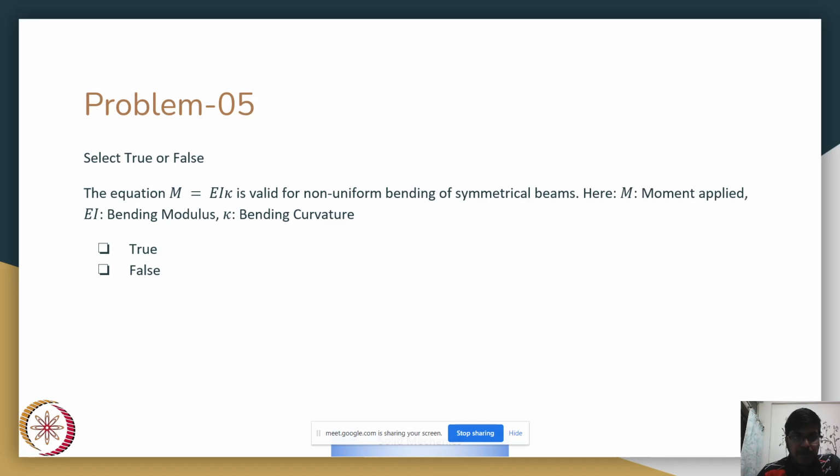Next up, we have problem number 5. Again, this is a true or false statement. The statement that is given is as follows. The equation M equals EI kappa is valid for non-uniform bending of symmetrical beams. Here M is the applied moment, EI is the bending modulus, and kappa is the curvature. So is this statement true or false?